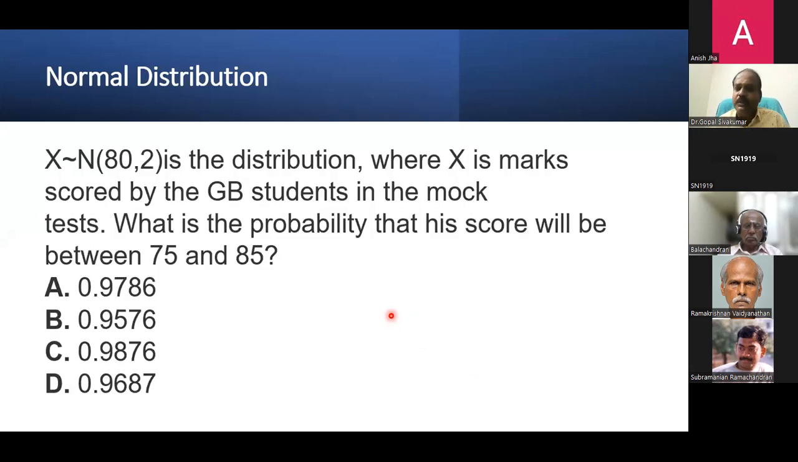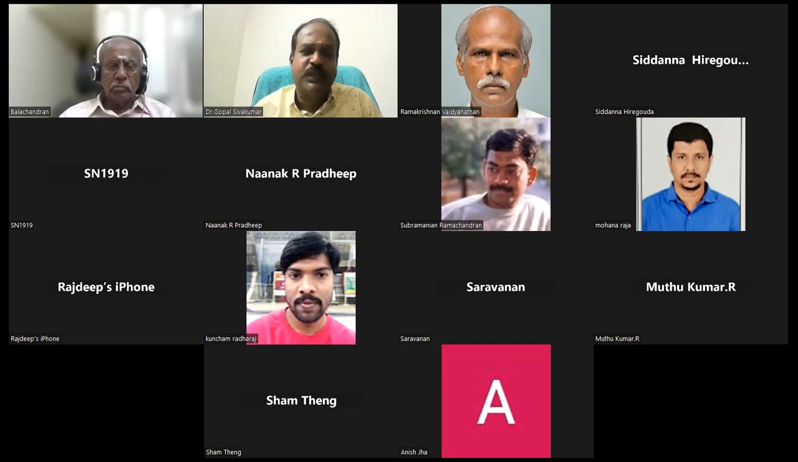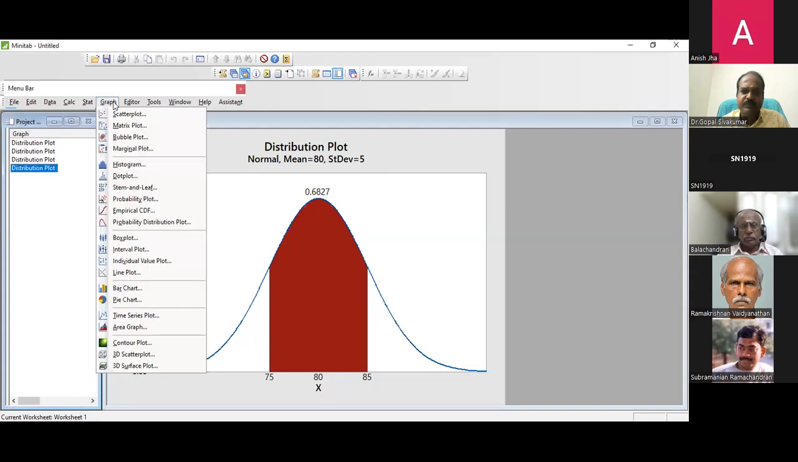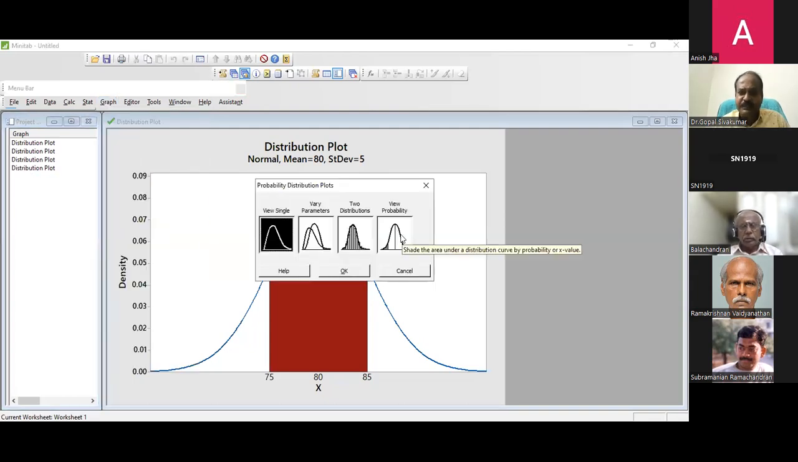I want to know the probability for a student to get the pass mark. Will you be able to find out? The pass mark is 60. Tell me, how should we do it? Let us try. What is the chance for a student to pass the exam? Can one of you guide me? Where should I go? Graph, Probability Distribution Plot, then View Probability. Okay.